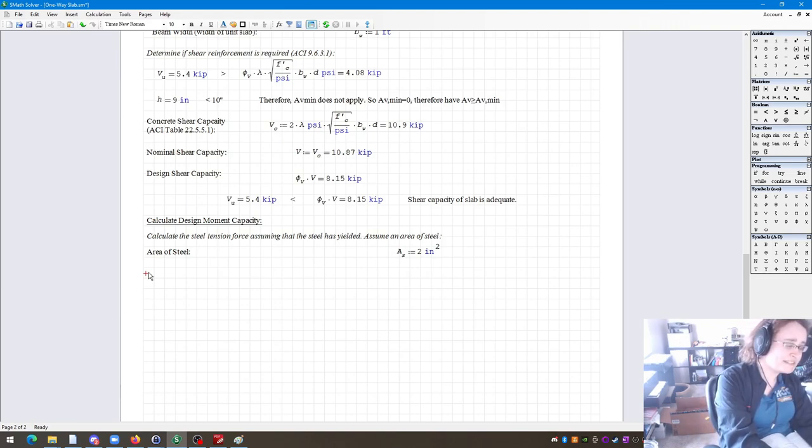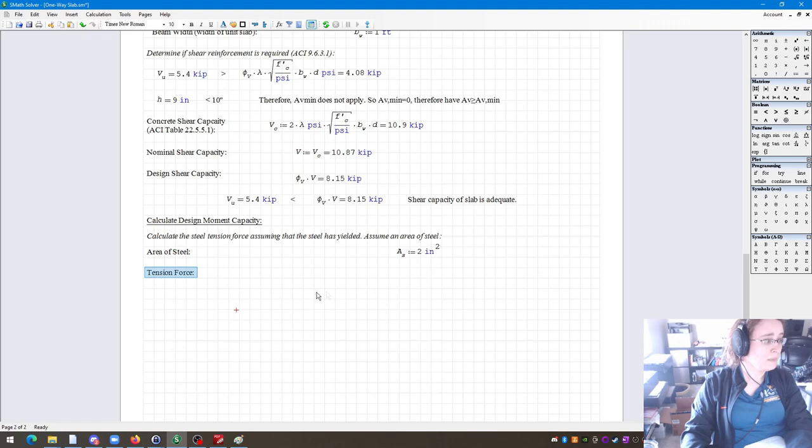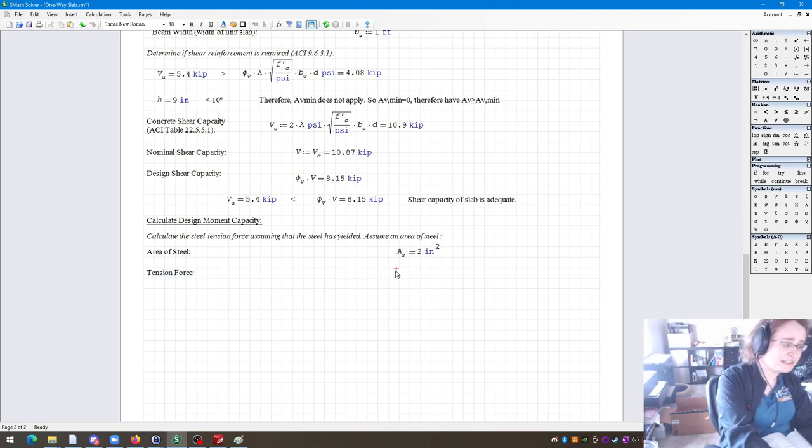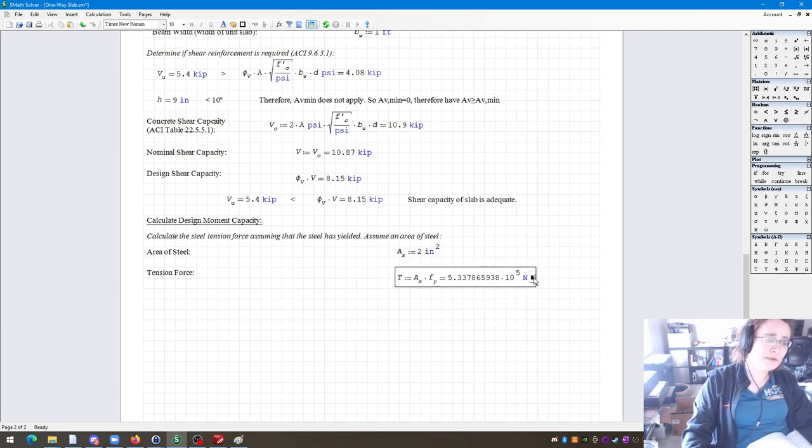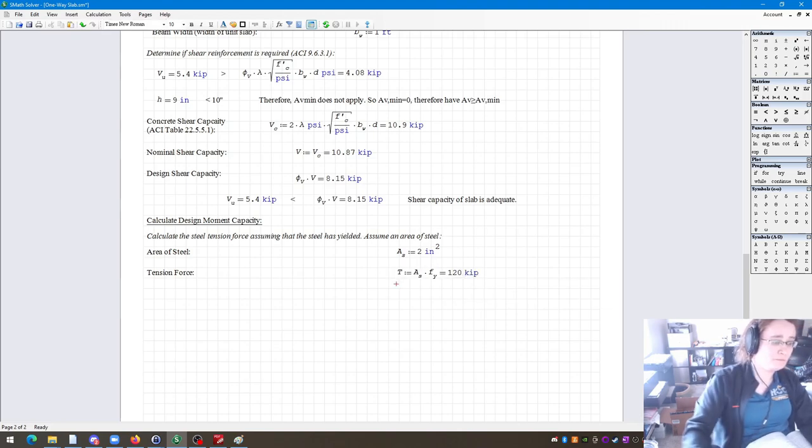Okay, so area of steel, then our tension force, again assuming that the steel has yielded, is going to be As times Fy. And we will have 120 kips. This is probably going to end up being way more steel than we need, although we shall find out. The thing is, we do have a very small moment arm in our slab. So next let's look at our beta value.